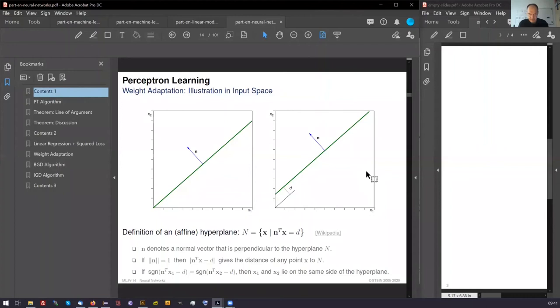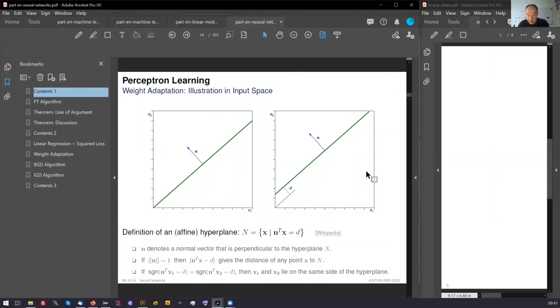We start by looking at a two-dimensional plane. In this plane, you see a green line, and we think this is a line. Okay, it could be a higher dimension, a hyperplane. To be mathematically precise, it's called an affine hyperplane. That means, to say it a bit simplified, it can be moved aside from the origin.